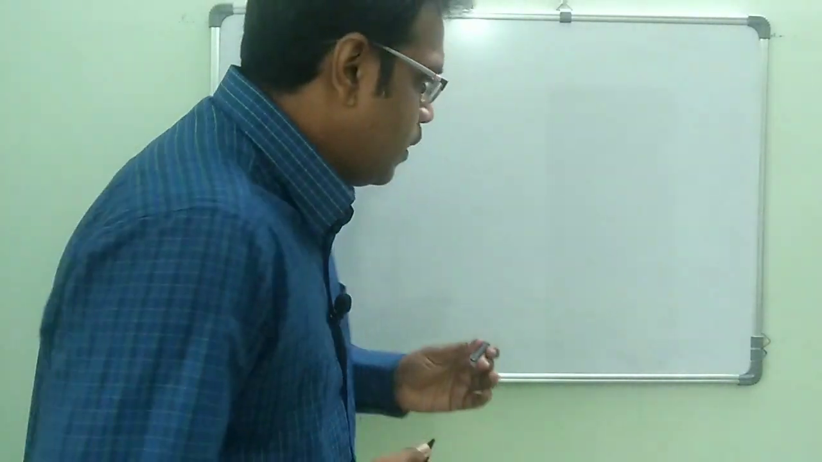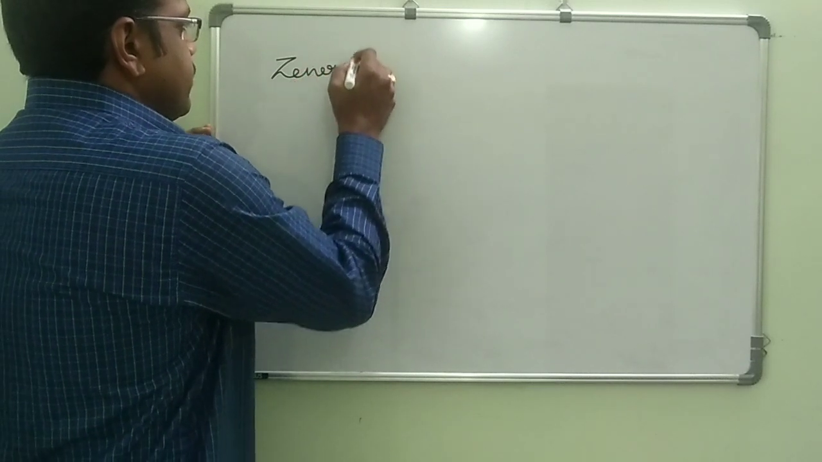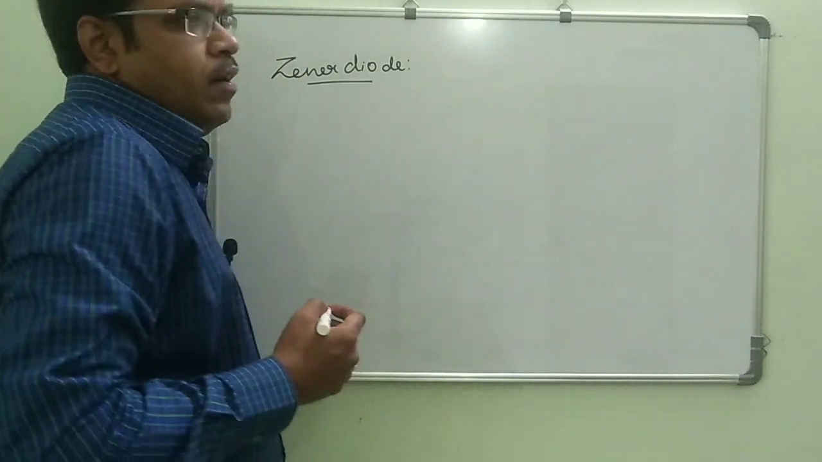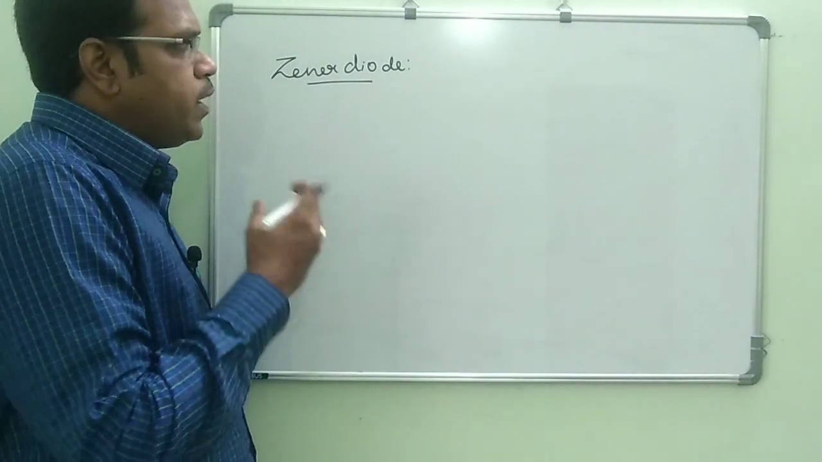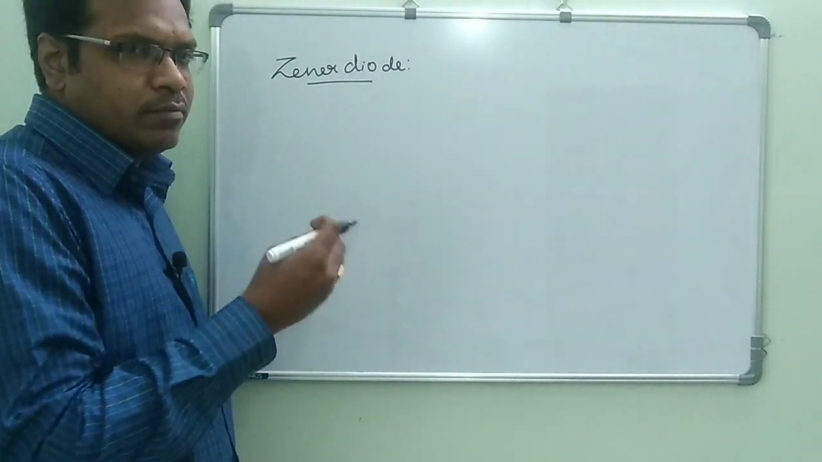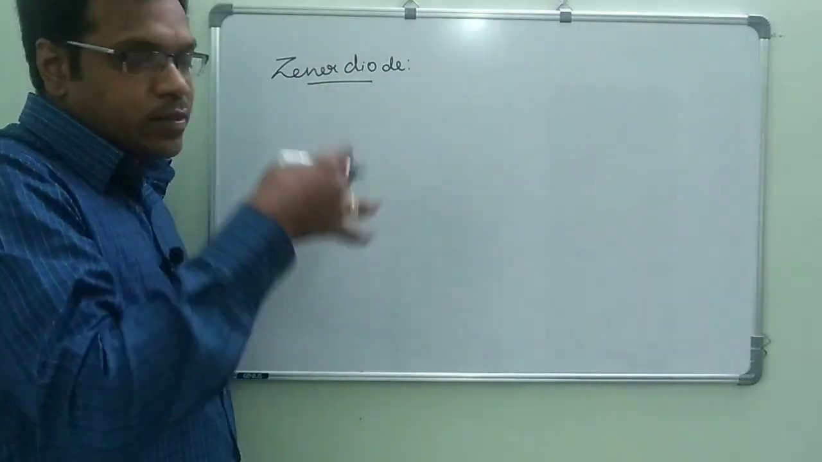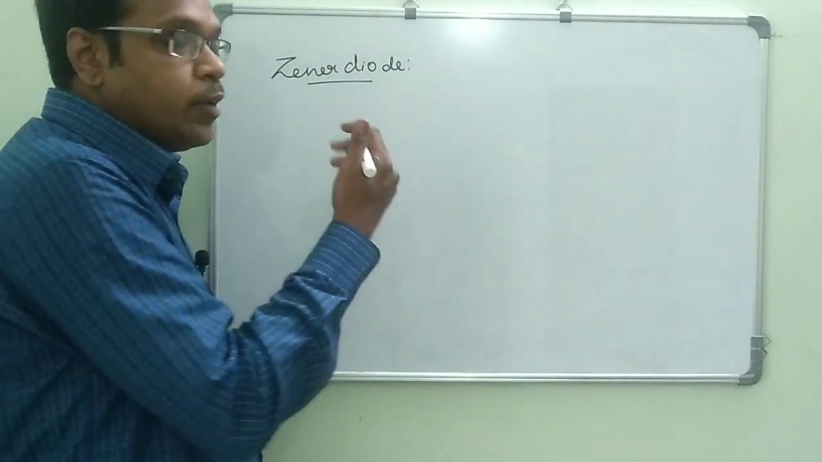Thank you. So today's topic is the Zener diode. PN junction diode and Zener diode: what is the difference between these two? The PN junction diode is lightly doped. We dope with some aluminum into silicon. The Zener diode is actually heavily doped.